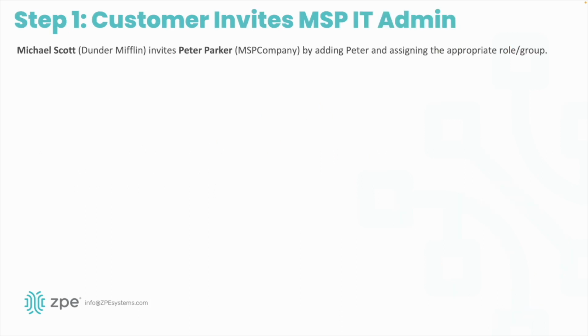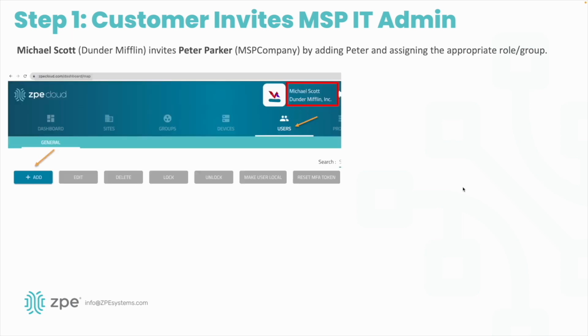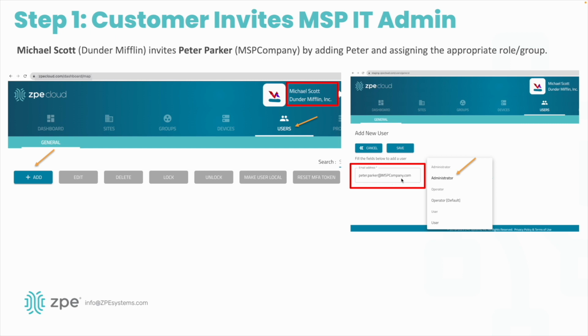The initial step is for the customer, in this case Dunder Mifflin and MSP and Stark Industries, to invite the MSP admin, in our case that's Peter Parker, to join the organization. The way to invite is to add the user. So the process involves Michael Scott from Dunder Mifflin adding Peter Parker to his organization and giving an appropriate role. In our example, it is administrator.